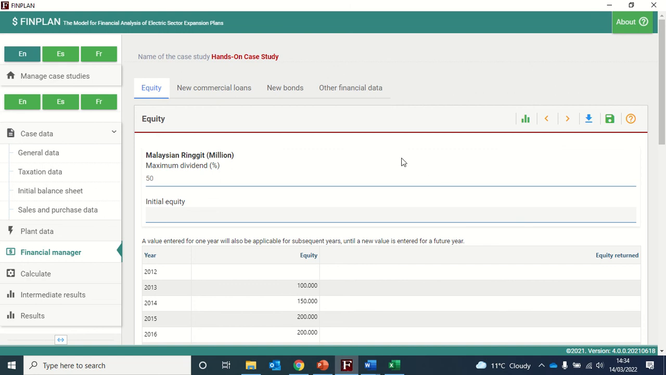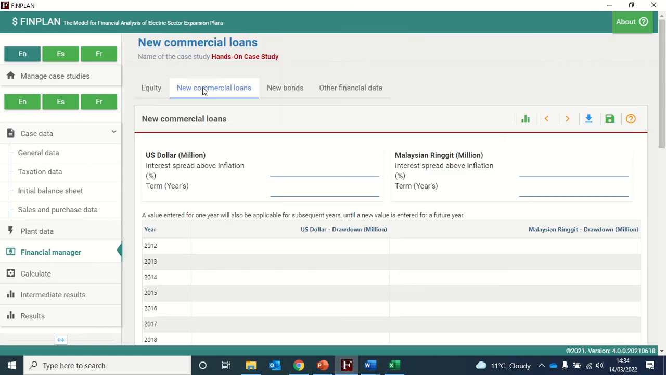We will now move to the next one, which is new commercial loans. So we click on this, which is another source of financing. This option allows entering loans from commercial banks in foreign currency, local currency, or both. It requires information on interest spread above inflation, term, and loan drawdown. However, for this case study, we will not be using new commercial loans. So we will leave this page blank.